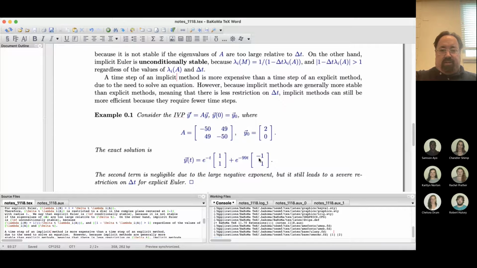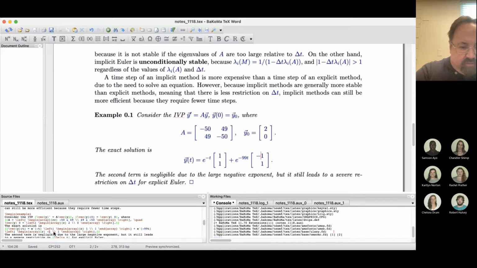Actually, I was looking at this earlier. I think there's a mistake here in this solution. The minus should be right here. So here we have a system of ODEs, y prime is Ay, and here's the initial data. If you were to go ahead and compute the eigenvalues of this matrix, like using eigen, or it can be done by hand, the eigenvalues turn out to be -1 and -99. So that's what leads to these exponents that we get. Taking into account the initial data, this is the exact solution. And this is an example of a stiff system of ODEs, because we have two eigenvalues that are very different in magnitude.